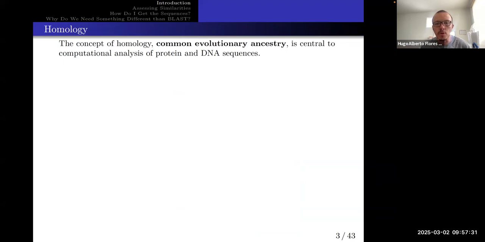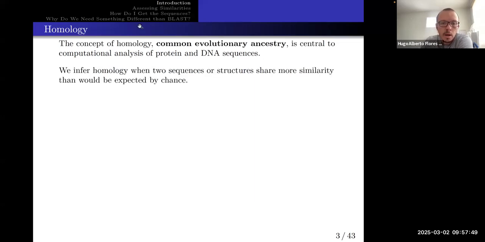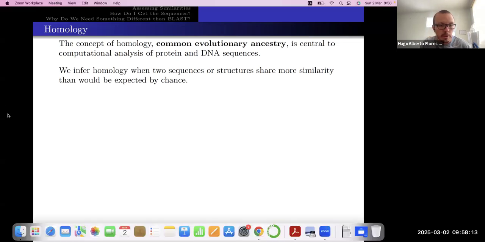Yeah. So pretty much I'm going to start introducing the topic, and we are going to talk about homology. The idea behind homology is to understand if there is evolutionary ancestry in some sequences. We are analyzing here some sequences, maybe amino acid sequences to understand proteins, or DNA sequences that will have some nucleotides. Okay, we infer homology when two sequences or structures share some similarity. And by some similarity, I mean that we will have more similarity than would be expected by chance.